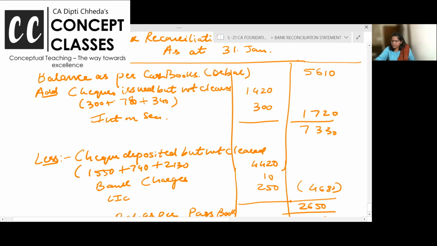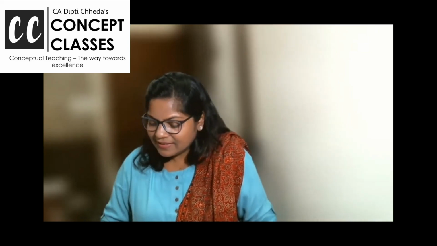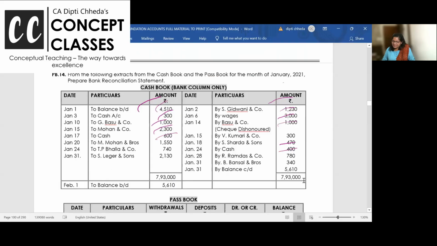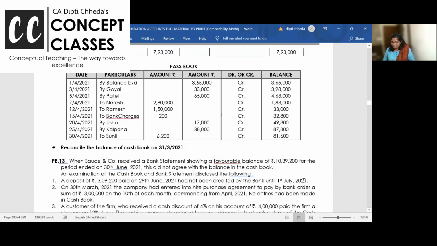Any doubt, ask. Any entry, if it is not clear, ask me. Let us go then to the last problem for the BRS. That is also like this only, little different.